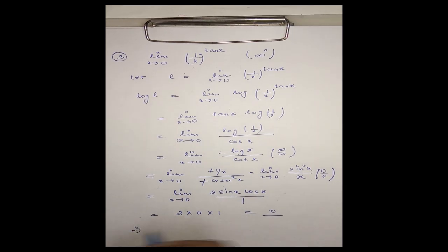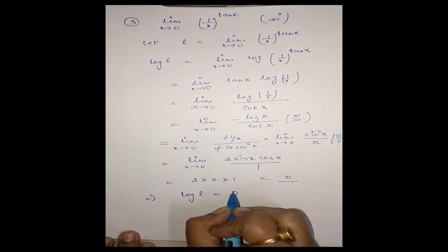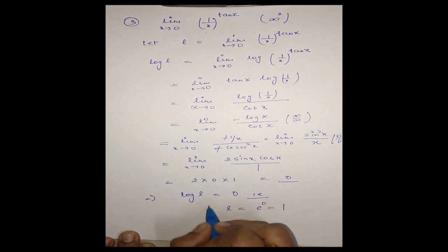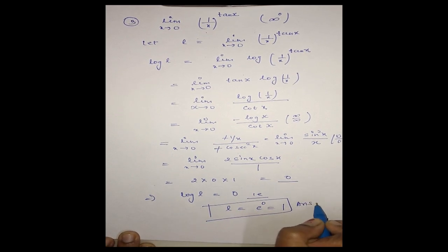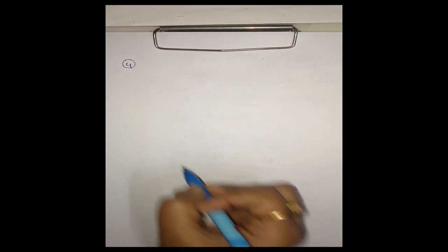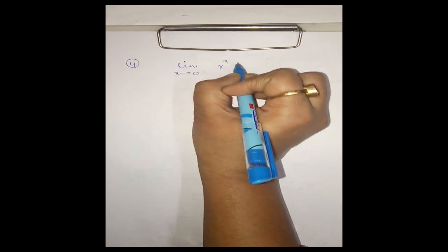Okay. This means log L is equal to 0, that is L is equal to e power 0, that is 1. This is the answer. Okay. Clear? Now we consider the question of the form 0 power 0. Now we consider this problem to find limit x tending to 0, x power x.